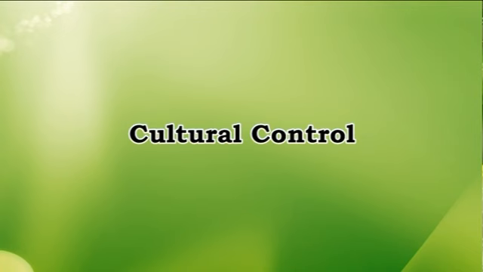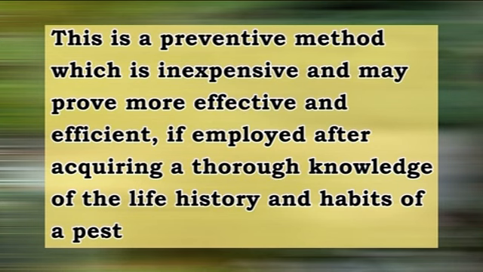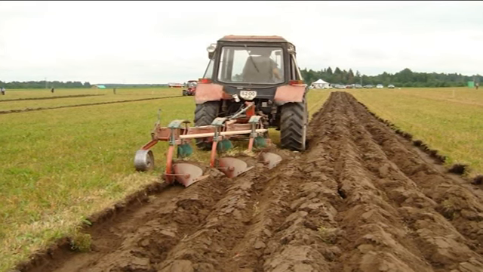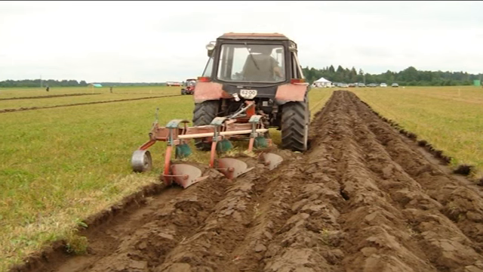Cultural control. This is a preventive method which is inexpensive and may prove more effective and efficient if employed after acquiring a thorough knowledge of the life history and habits of a pest. Deep plowing after harvesting the crop, and the removing and destroying of stubble and other trash, adjusting the time of sowing, clean cultivation, the removal of alternative wild hosts, catch crops, and suitable rotations are some of the important measures included under this method of control.